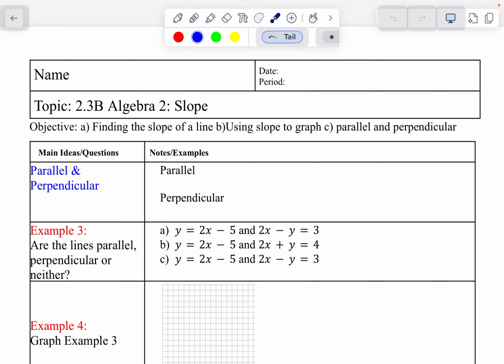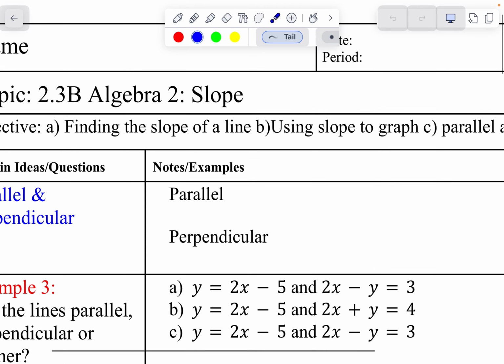So let's get started, everybody. You should have at the top of your paper 2-3B notes or 2-3B slope. We are going to talk about parallel and perpendicular lines. Okay. Parallel lines. Parallel lines never cross, and they have the same slope.